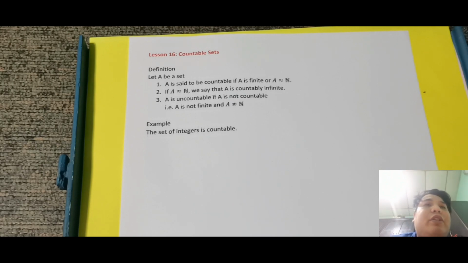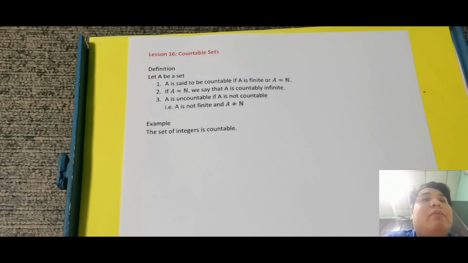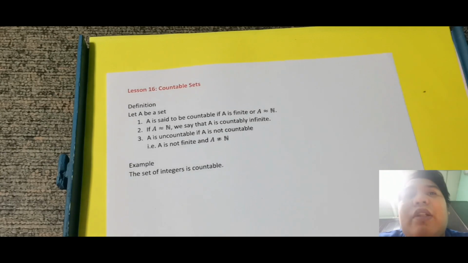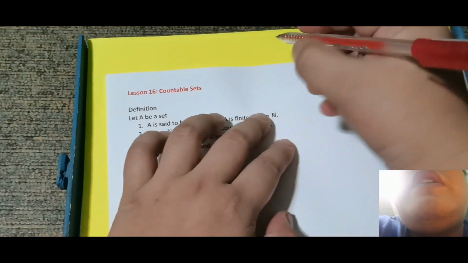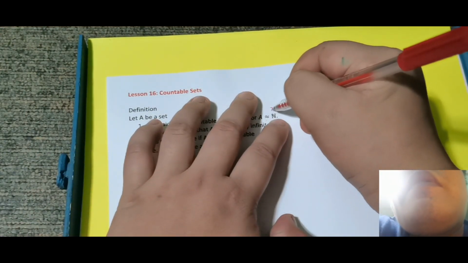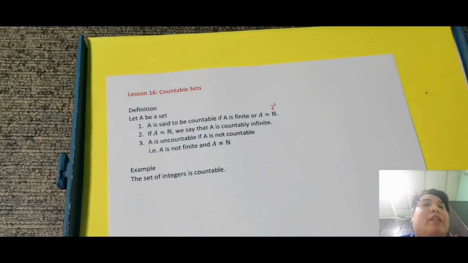Okay, so definition. So let A be a set. So tandaan na, let A be a set. So it's either non-empty, empty, finite, or infinite sets. Okay, so definition number 1. A is said to be countable if A is finite or A is numerically equivalent to natural number. So pwede kong palitan yung natural number na yan, so pwedeng Z plus. Okay, si natural numbers or Z plus ay equivalent sa isa't isa.